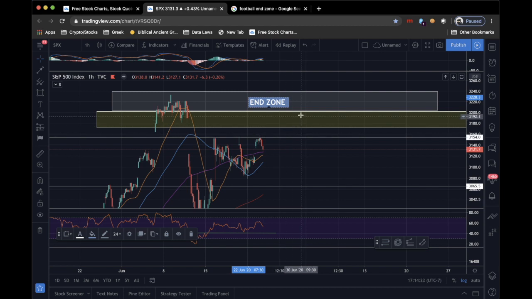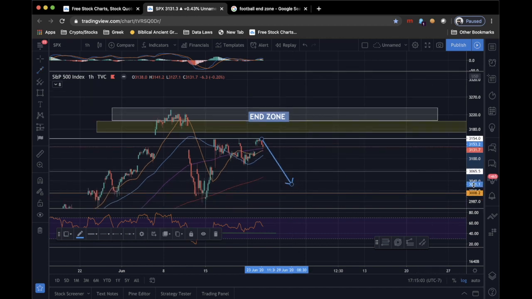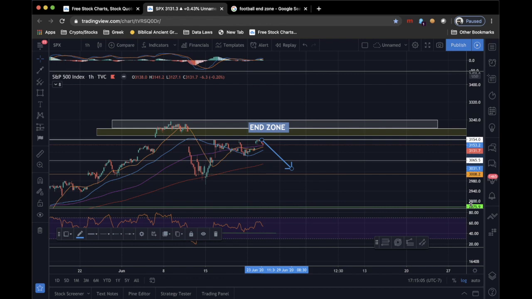Getting across this yellow area will get us into the end zone, and that end zone means that we would then become bullish again. If we don't, then ultimately we pivot back to our original two corrective scenarios, which is either coming down here, then bouncing right back out, or going lower and looking for that 3008 area and also that 2875 zone as well.